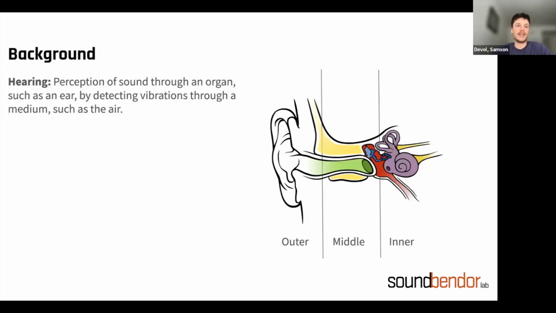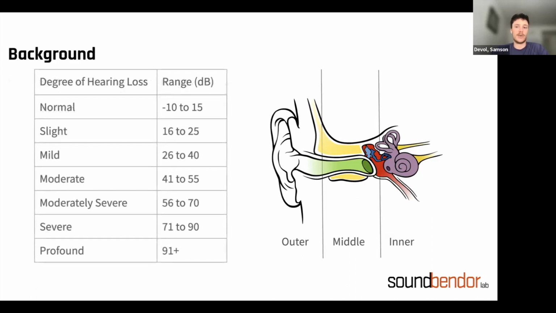So a little bit of background. Hearing is the perception of sound through an organ, such as an ear, by detecting vibrations through a medium, such as the air. So here we have a diagram of a human ear broken up into three sections: outer, middle, and inner. There are two different types of hearing loss: conductive hearing loss, which happens to the outer part of the ear, or sensorineural, which happens to the middle and inner sections of the ear. But also commonly it is a mix, which is called mixed hearing loss, and can occur to all three parts of the ear.